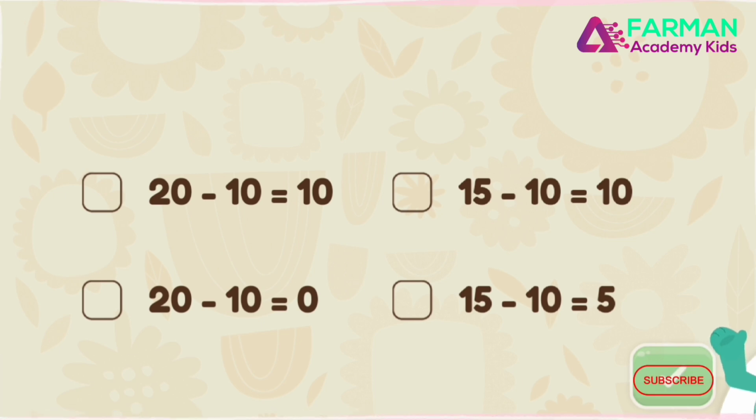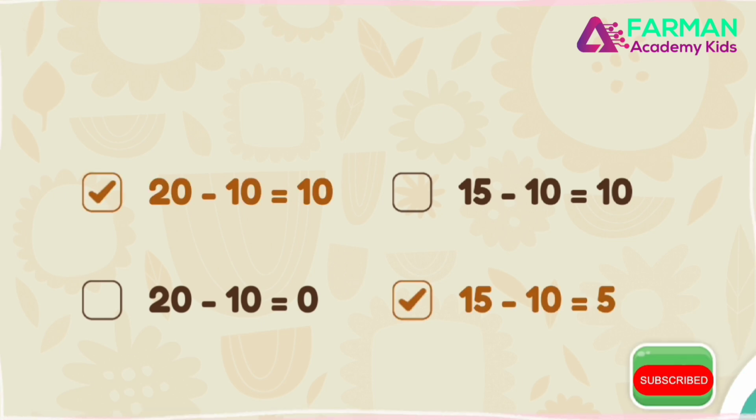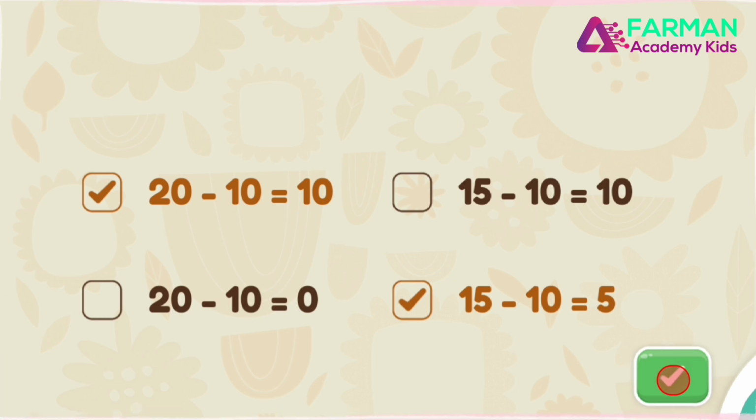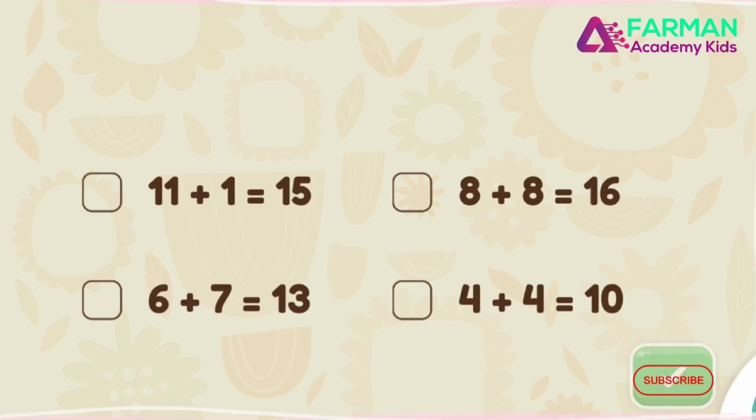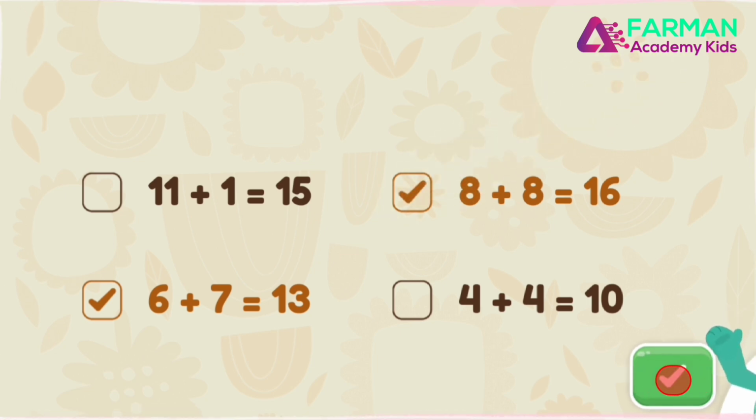Find the two equations that are true. Good job! 20 minus 10 is 10. 15 minus 10 is 5. Find the two equations that are true. Awesome! 6 plus 7 is 13. 8 plus 8 is 16.